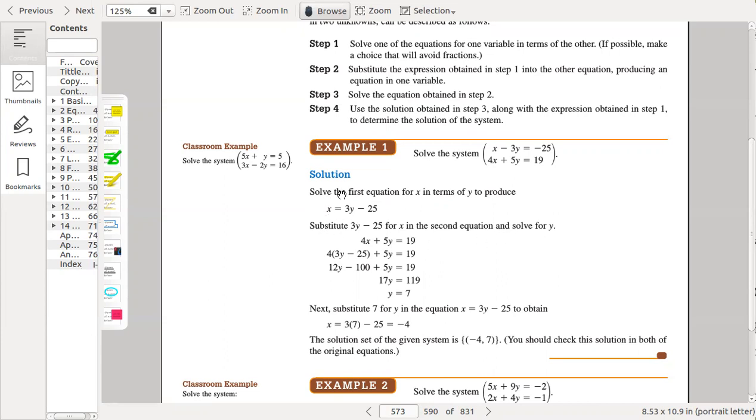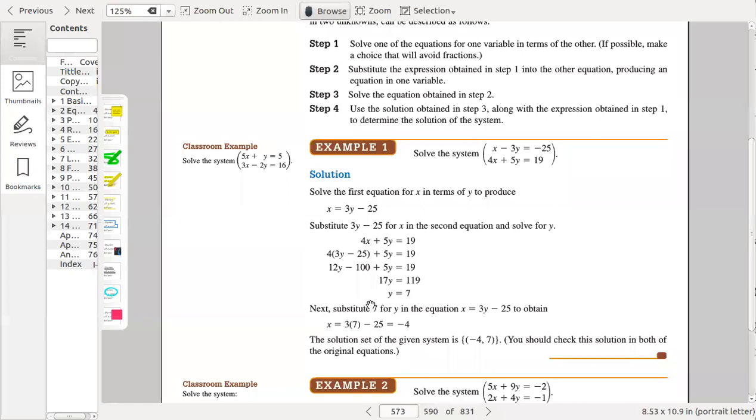So this value of x can be substituted in the second equation. So here 4 times (3y minus 25) plus 5y is equal to 19. Just multiply 4 into 3y, 12y, 4 into 25, 100, plus 5y is equal to 19. And then 12y plus 5y, 17y, is equal to 100 plus 19, 119. And for y, 119 divided by 17, we have 7. So here we have the value of y equal to 7.